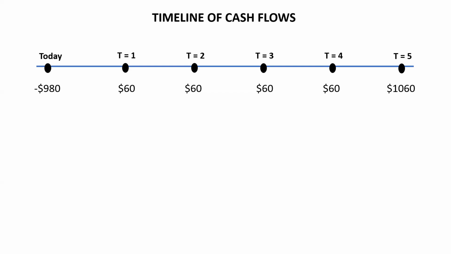Now, if you notice, today we are paying 980 and I have put a minus sign over here. Whenever you are investing money, money is going out of your pocket, so we will always put a minus sign. This $60 continuously and the 1060 at the end, you are receiving, so we are going to put a plus sign, and the plus sign is not required, so we are keeping it as it is.